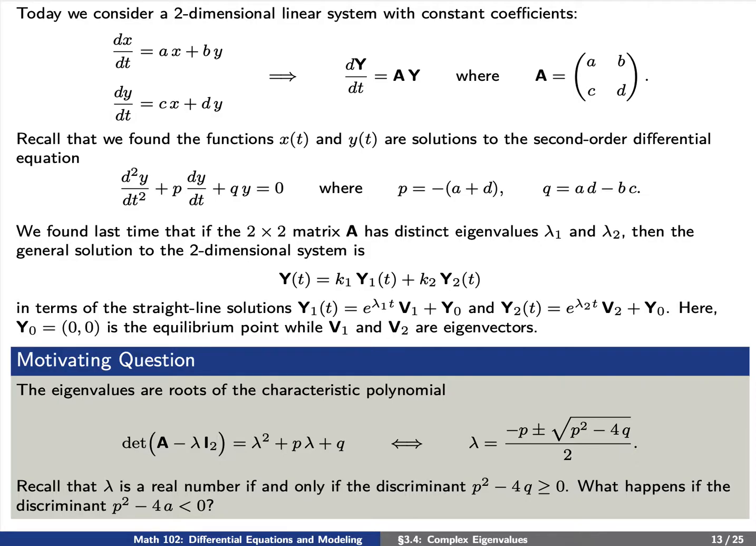Now, we know that we can express the eigenvalues as roots of our characteristic polynomial. And we've already seen that the eigenvalues, lambda sub 1 and lambda sub 2, are real numbers if and only if the discriminant p squared minus 4q is non-negative. But what happens if the discriminant p squared minus 4q is negative?